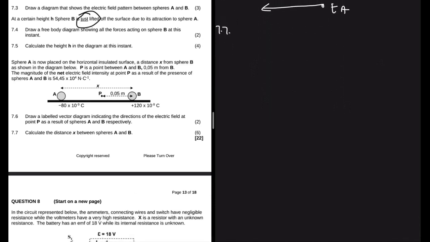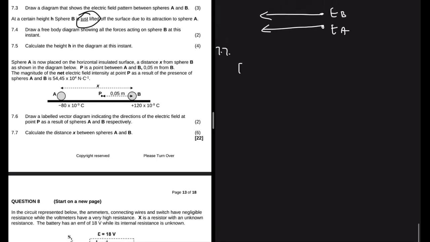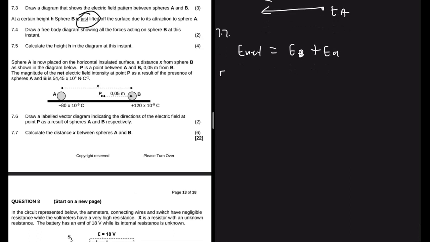7.7 says calculate the distance x between spheres A and B. So we are given the net electric field and the magnitude of the charges, right? And the distance between the point charge and one charge. So it should be obvious to see that we're going to use E net equals EB plus EA, right? So E net is 54.45 times 10 to the power of 4. And then the electric field due to B will be K. I won't substitute anything for K for the sake of space, right?